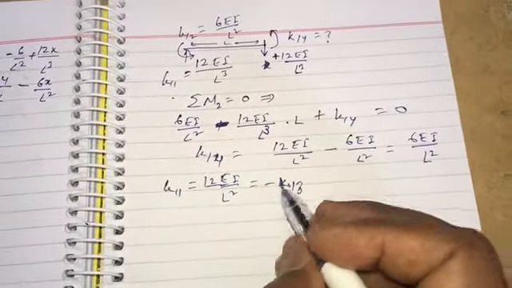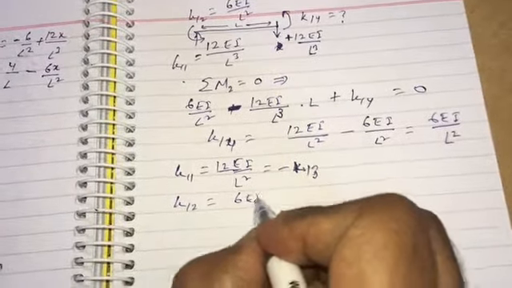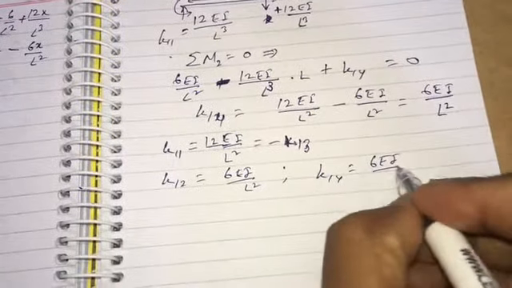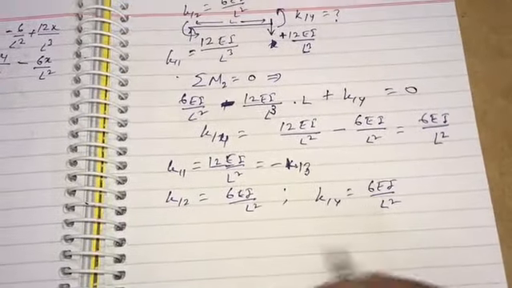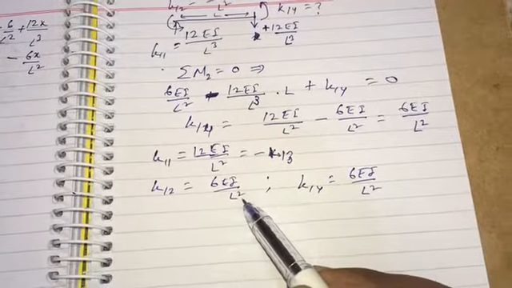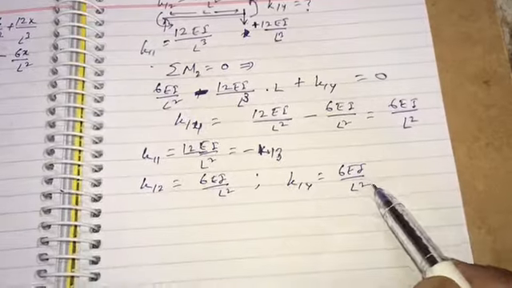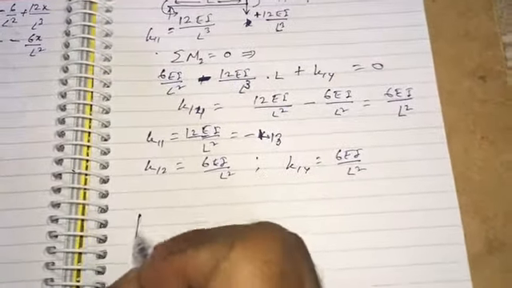So K12 is equal to 6EI over L square, and K14 is also equal to 6EI over L square. So we get the first row completed. Okay, so the first row will be 12EI over L cube, 6EI over L square, then minus 12EI over L cube, then 6EI over L square. Once we know that, then we can compose the matrix basically. So we say K equal to, we can put those values.